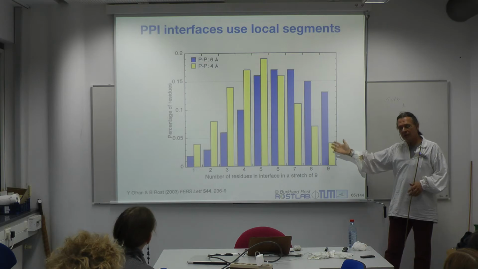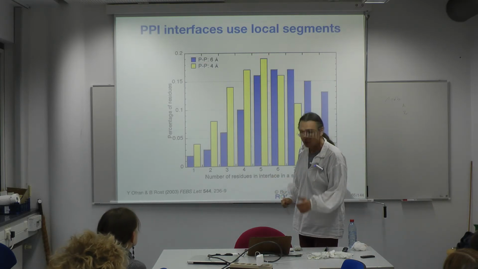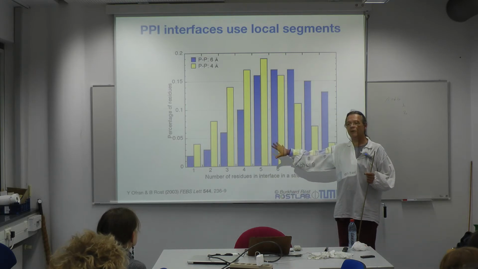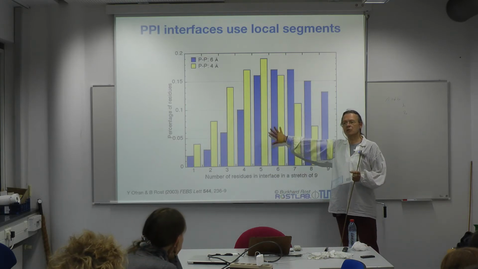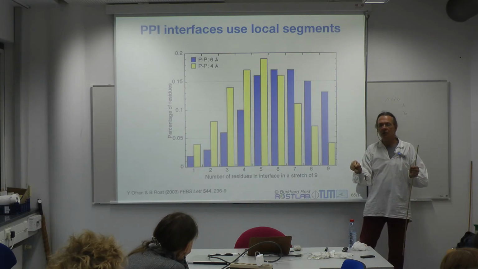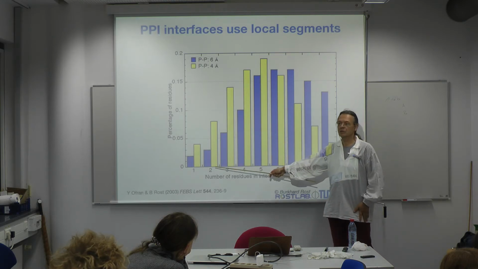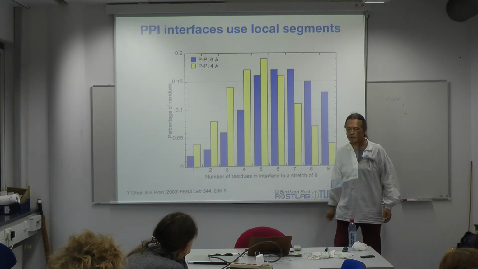So we were very surprised and very encouraged that we see that, because it implies that if you want to predict from sequence, there's a good reason to hope that you can have a signal. Because when you look at a local neighborhood, you have the signal. It's not only 1 residue. In fact, in most of the cases, it is more than 1 residue.